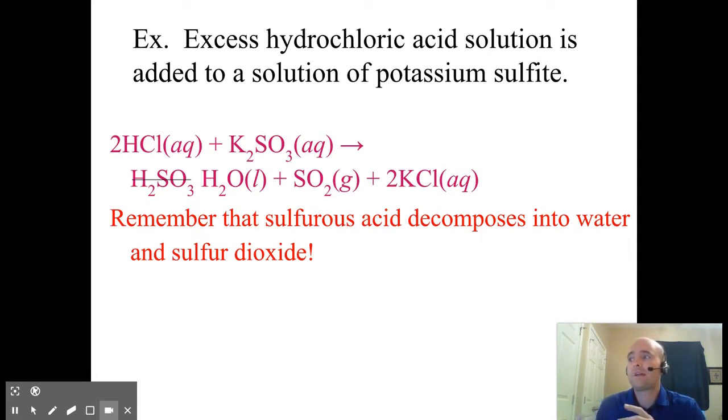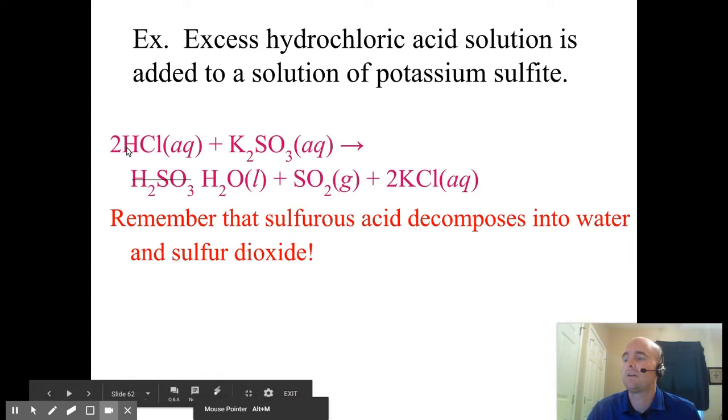So an example is if I had hydrochloric acid and potassium sulfite. These two hydrogens will be floating around in solution, and the potassium and the sulfites will be floating around in solution. They will now join up and make sulfurous acid, sorry, and that will spontaneously decompose to water and sulfur dioxide, which is a gas. You should be able to smell it.